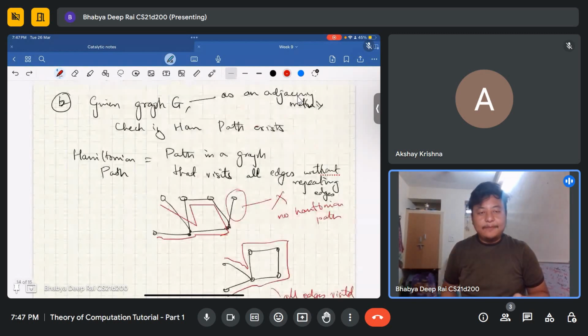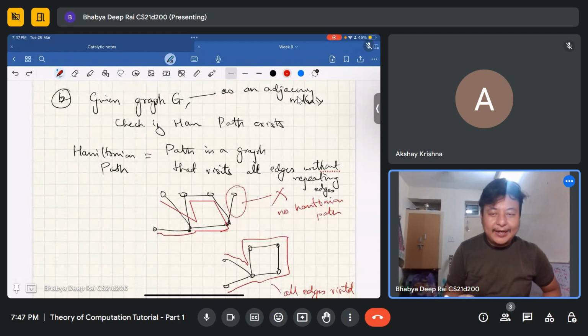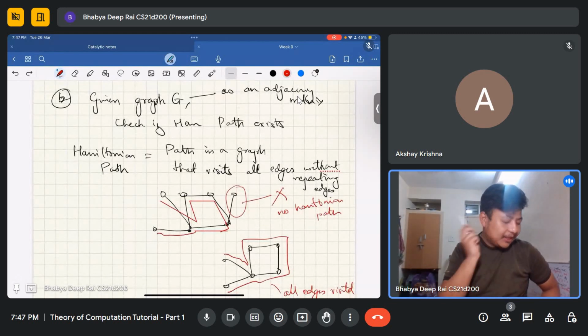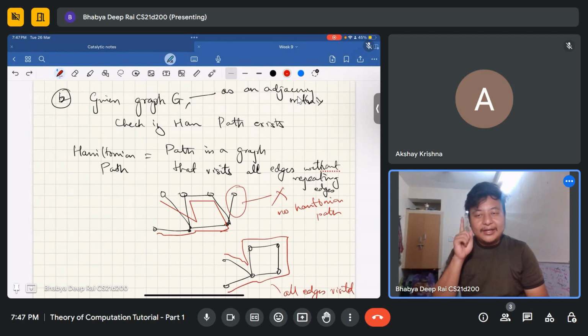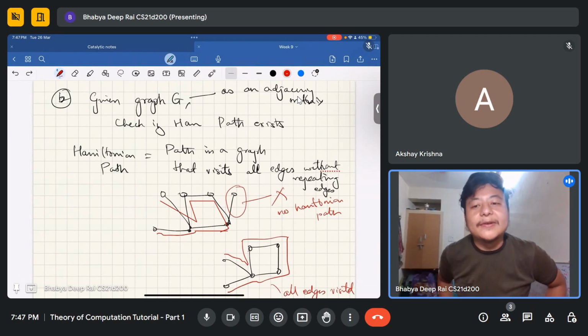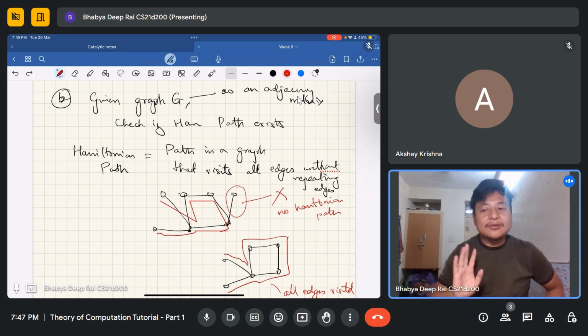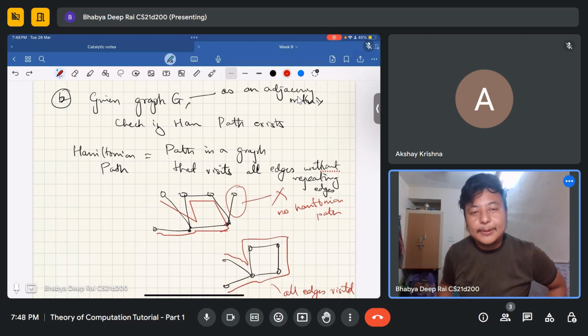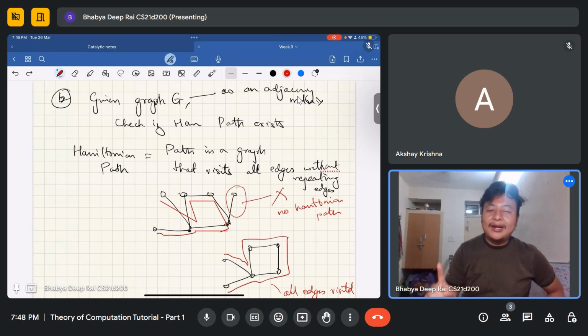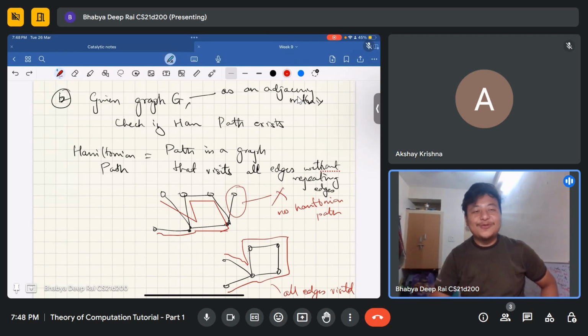Now, let's say Akshay again. I give you a graph. You tell me that there definitely exists a Hamiltonian path here. You need to convince me that there exists a Hamiltonian path. So how will you convince me? In a given graph, you say that there definitely exists a Hamiltonian path, and I tell you I don't believe you, and you want to convince me. Then how will you convince me?